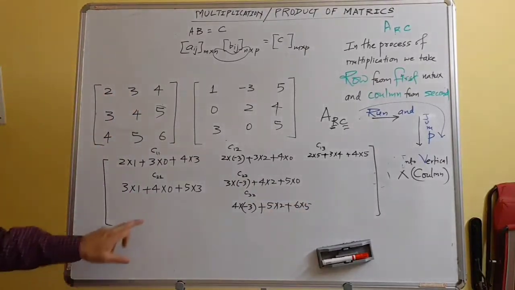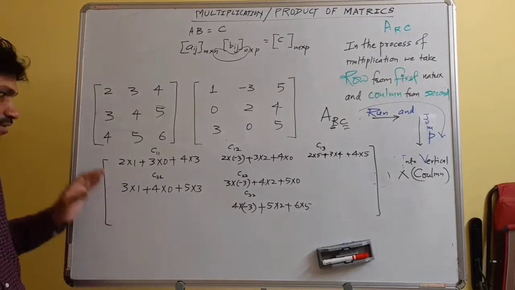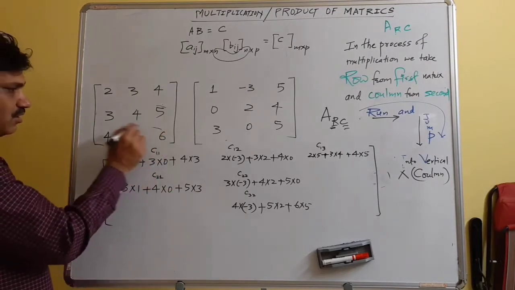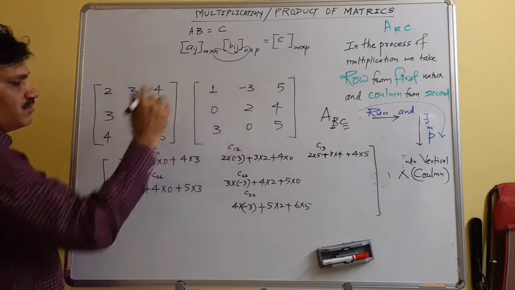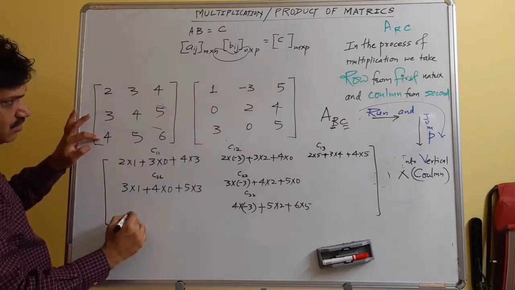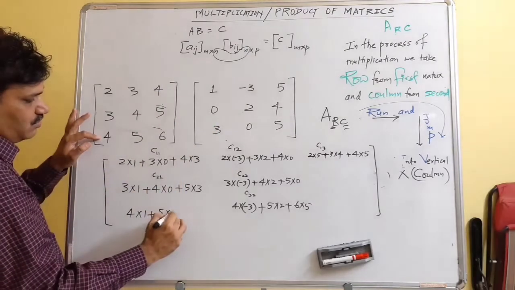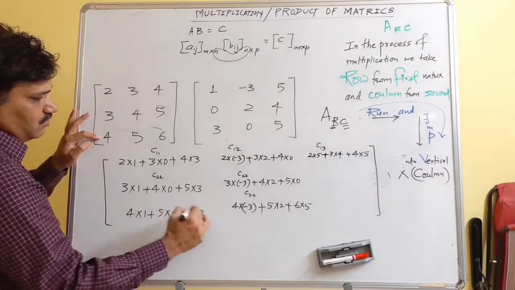Again, if I ask, what will be this entry? This is third row and first column, 3, 1. So third row will be multiplied by first column, 3, 1 position. So this gives me 4 into 1 plus 5 into 0 plus 6 into 3.